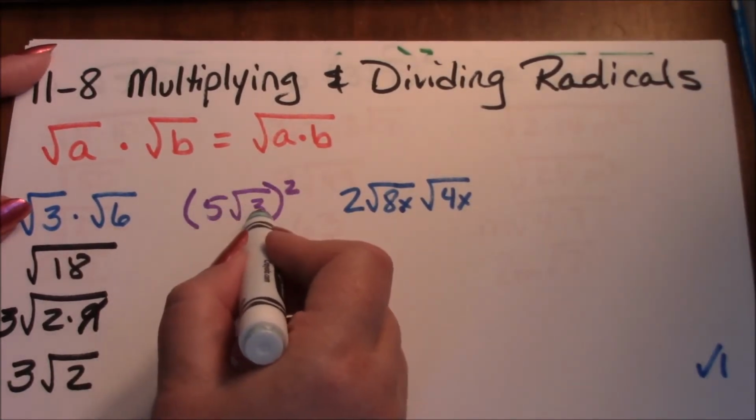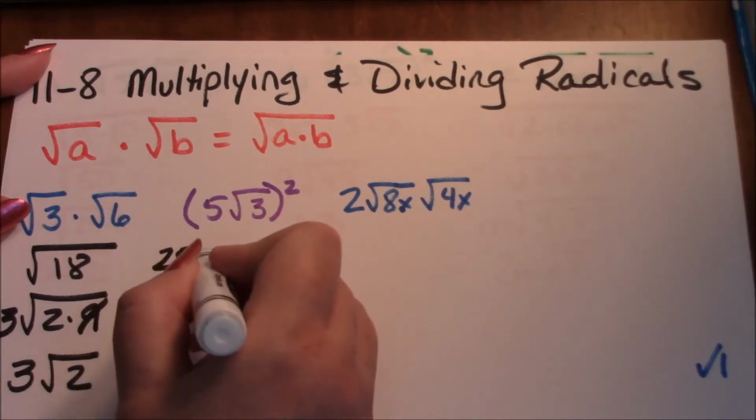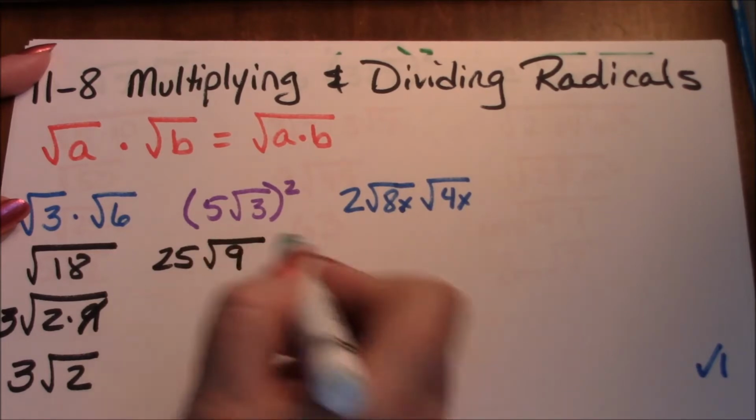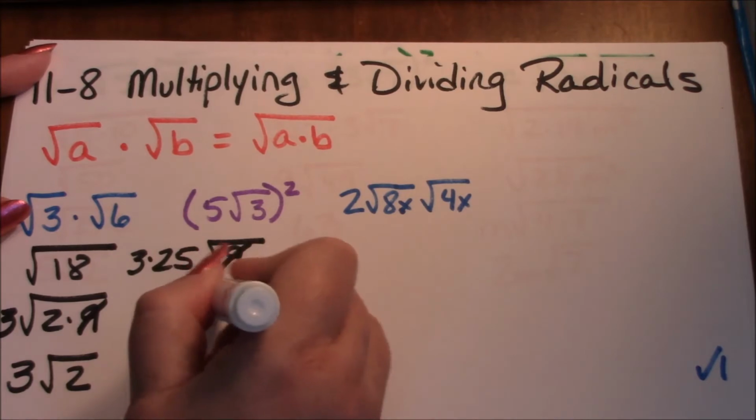5 root 3 times 5 root 3. Well, 5 times 5 is 25, and root 3 times root 3 is root 9, which is 3. So our answer is 75.